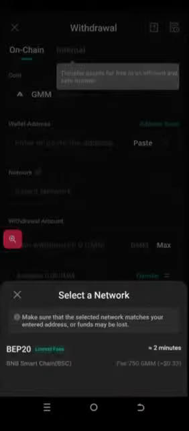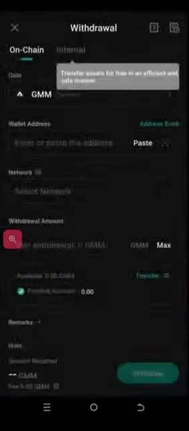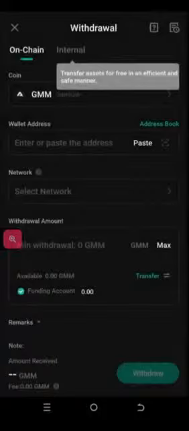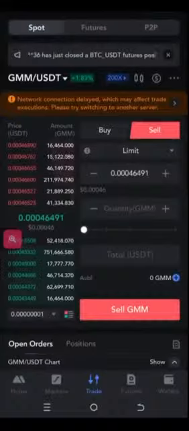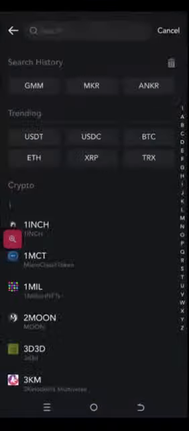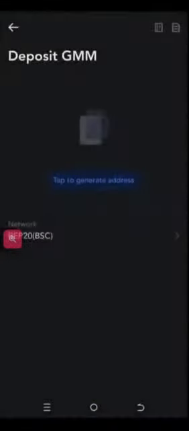But remember, if you're doing $1,000, it's still the same 33 cents. $100, the same 33 cents. You're doing $20, same 33 cents. So let's go see whether this is going to be profitable. Okay, so it's 33 cents. Let's go ahead and see whether we can deposit it into MEXC. It has to be the same network. Okay, let's go ahead and deposit it. Okay, GMM, is it BEP20?